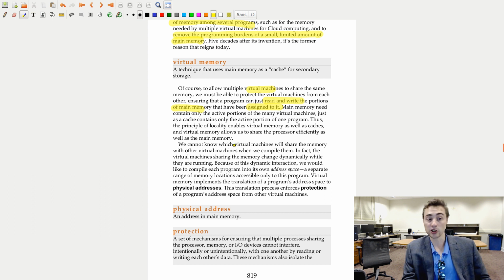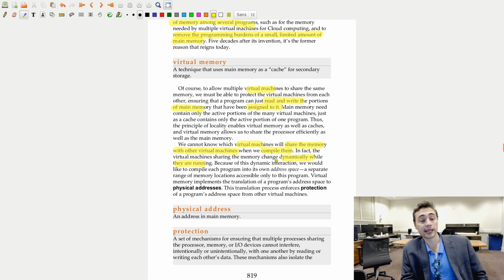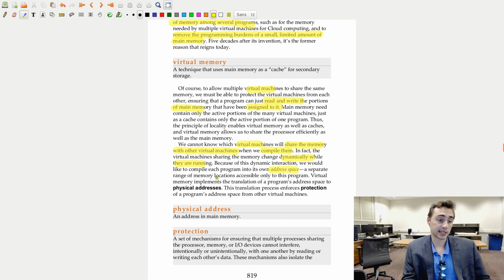So we cannot know which virtual machines will share the memory with other virtual machines when we compile them. In fact, the virtual machines sharing the memory change dynamically while they are running. So because of the dynamic interaction, we would like to compile each program in its own address space. So a separate range of memory locations accessible only to this program.